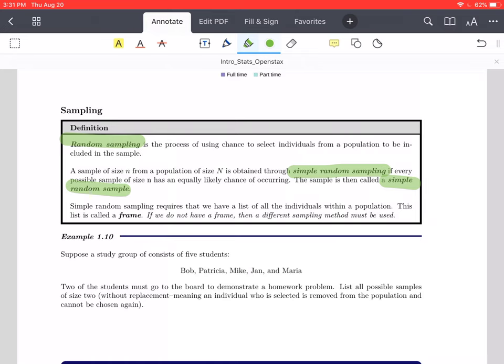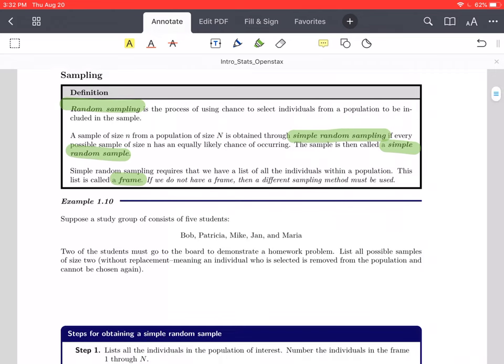Simple random sampling requires that we have a list of all the individuals within a population. This list is called a frame. The frame is just the list of all individuals within the population. If we don't have a frame, then we need a different sampling method, and we'll talk more about those.